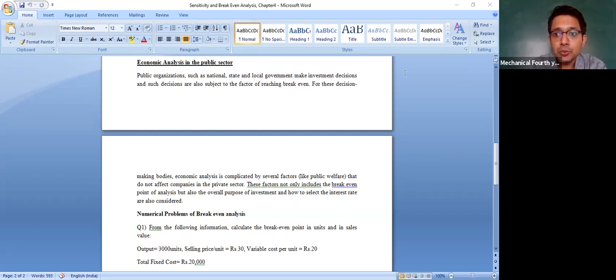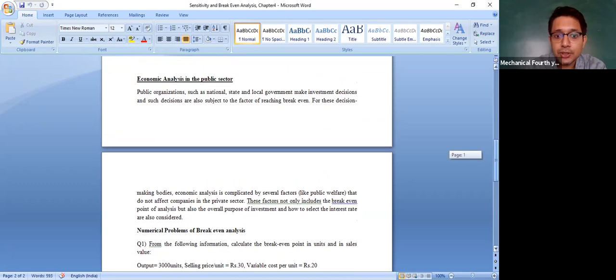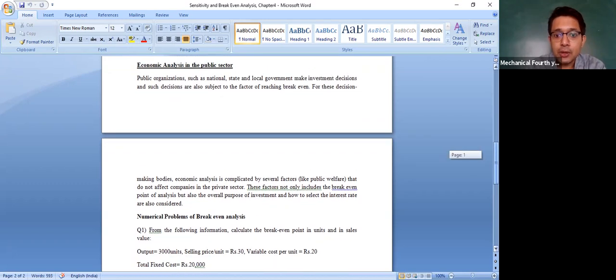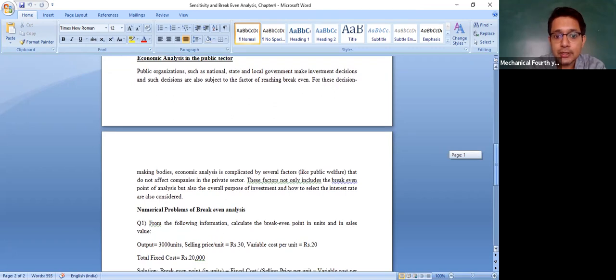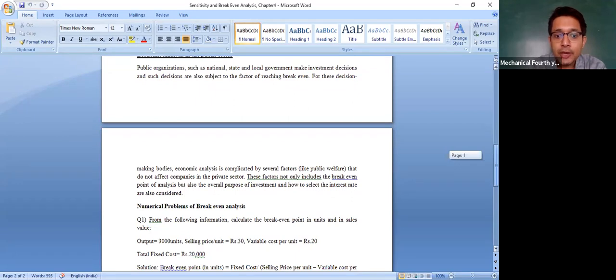Please see my screen. Output is given as 3,000 units and selling price per unit is rupees 30. Variable cost per unit is rupees 20. Total fixed cost is rupees 20,000. How will you do it? Break-even point in units is fixed cost by contribution. What is contribution? Contribution is selling price per unit minus variable cost per unit.